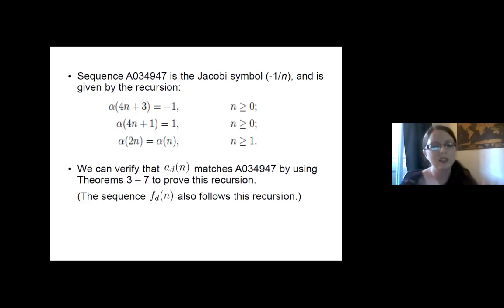Still, that didn't really get us anywhere. It gave us a nice new recurrence, but we want to come up with a non-recursive way to describe this sequence.